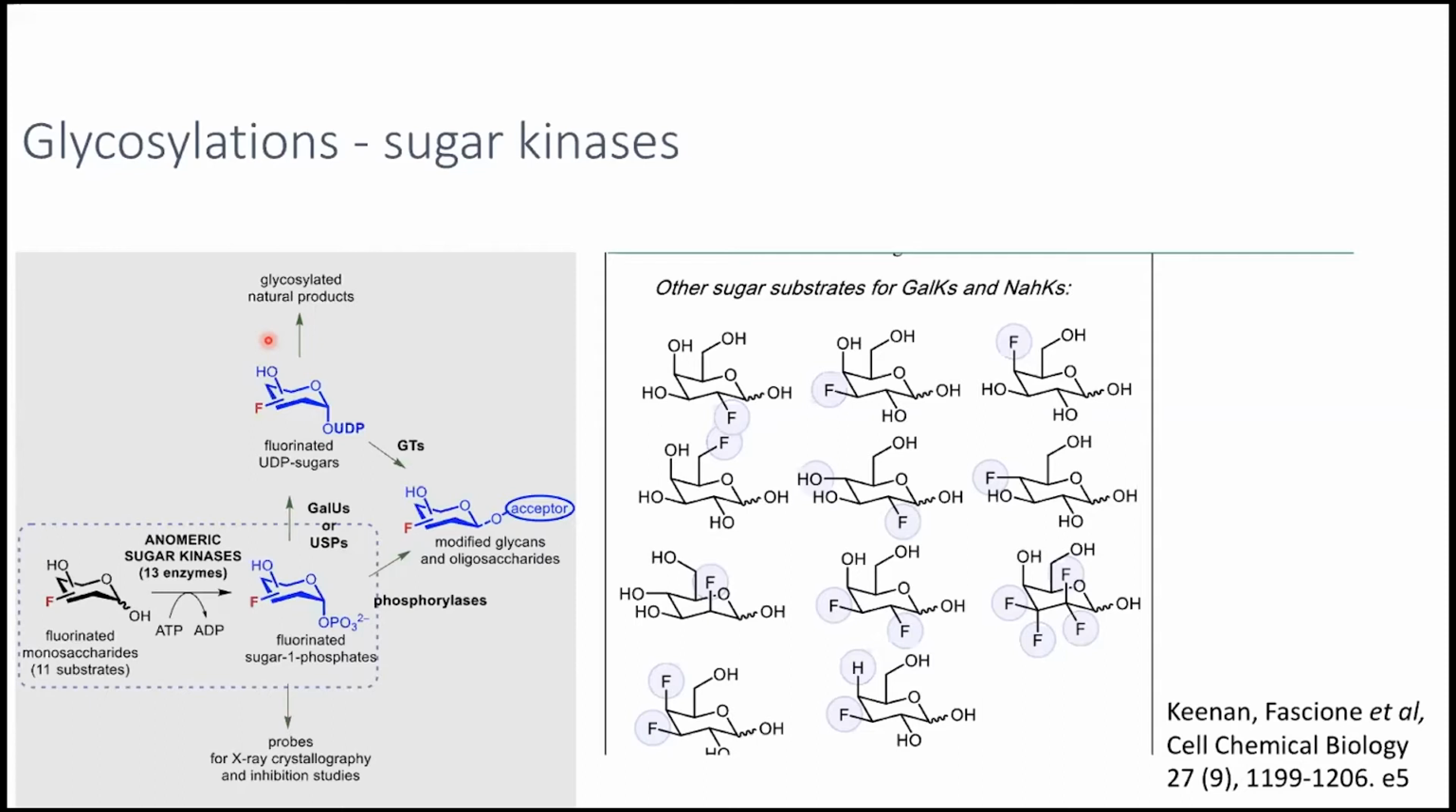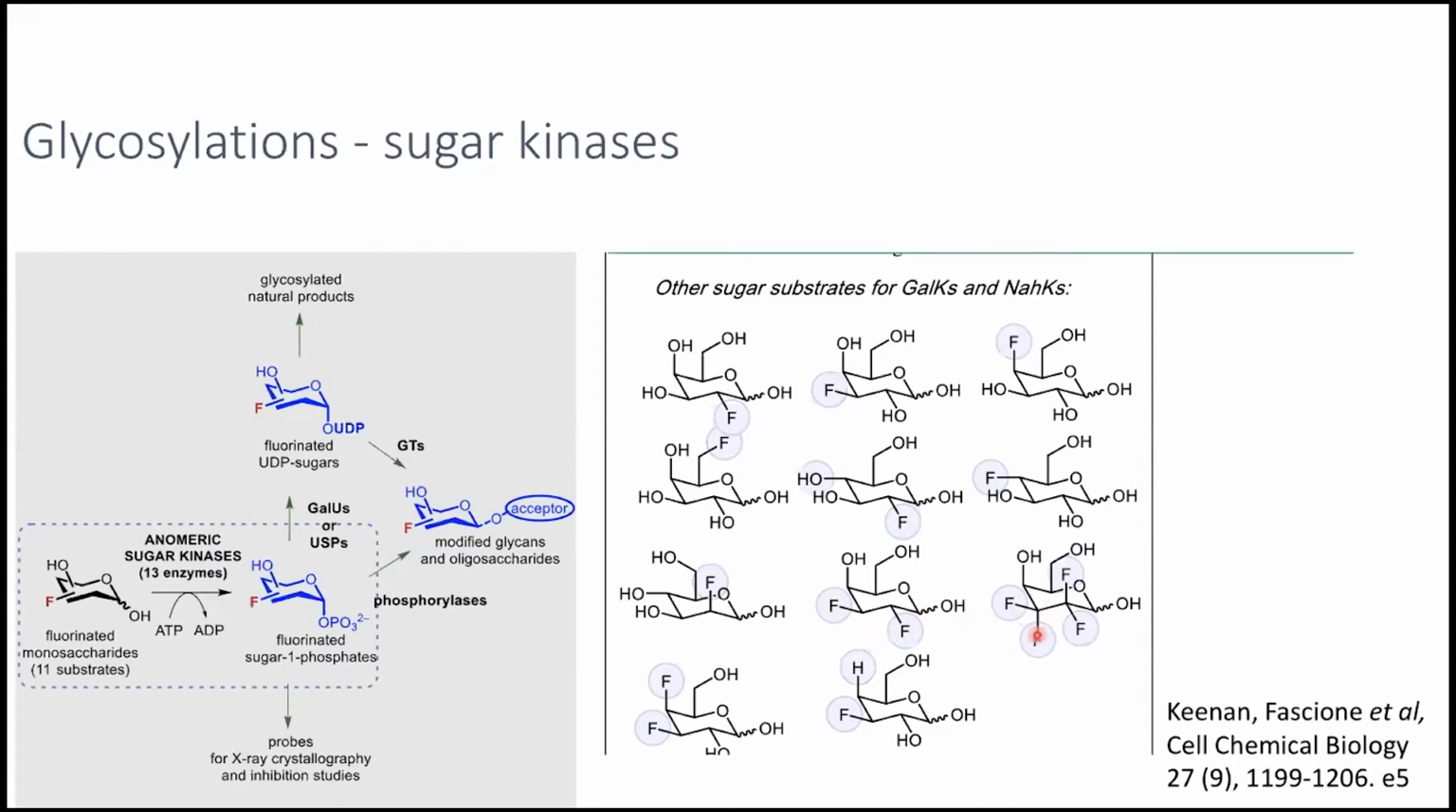And in the first instance, we would just ask the question, can we just use natural enzymes that work on, let's say, galactose or glucose and do the glycosylation? Do they tolerate these deoxyfluoro substitutions? And not only one, but in some cases we want to introduce two or even more.